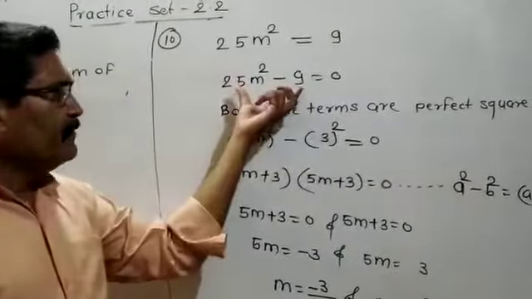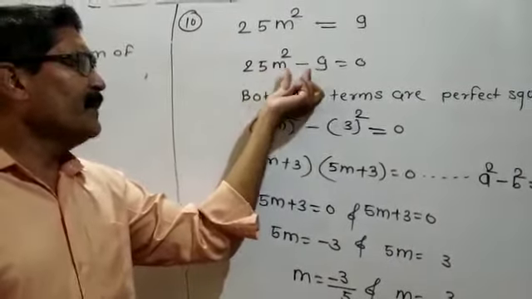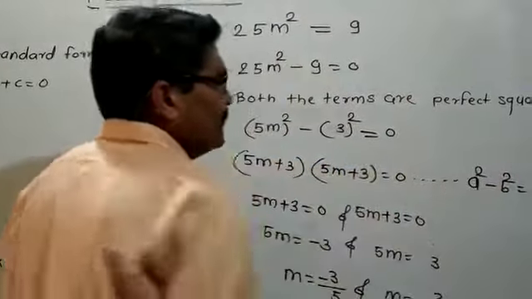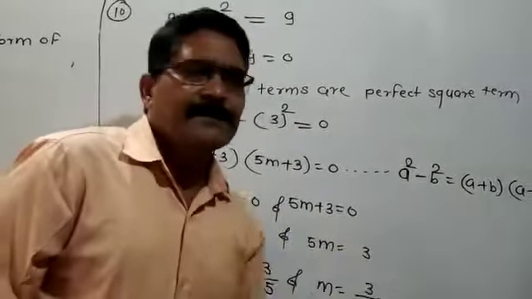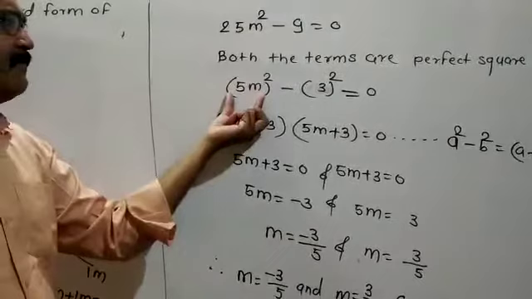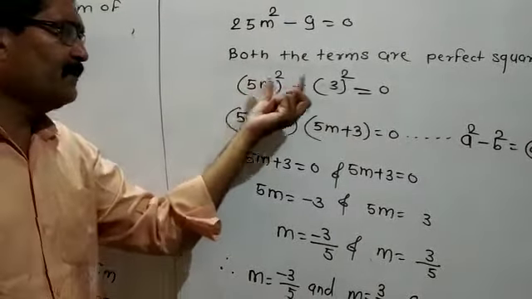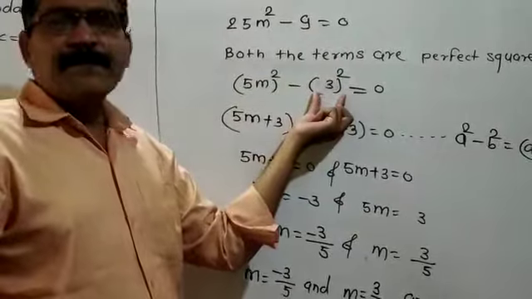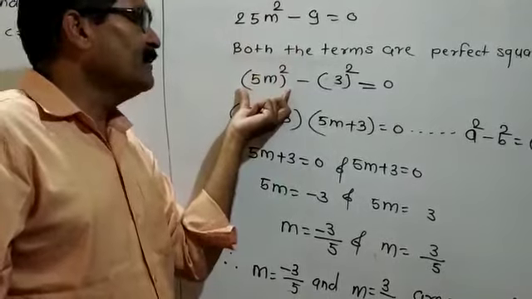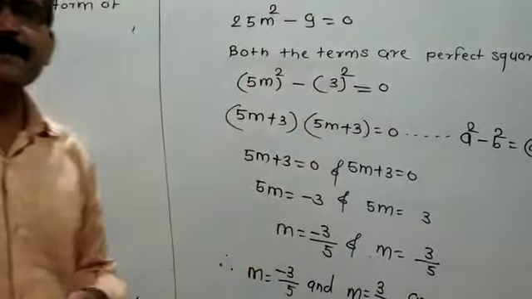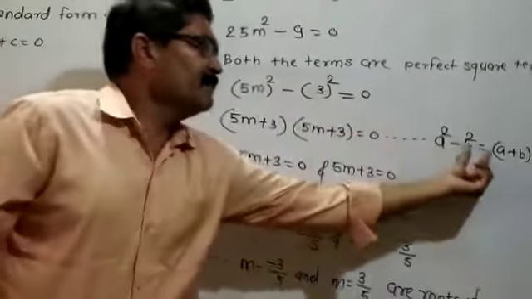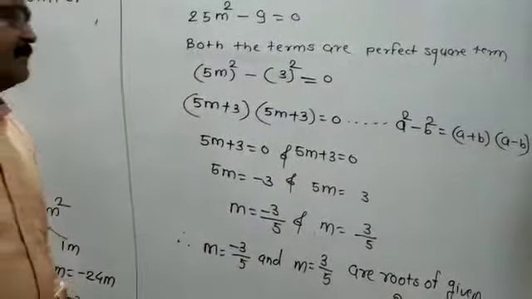And if in between the two square terms there is a minus sign, here I will utilize the identity a square minus b square is equal to (a plus b) in one bracket and (a minus b) in another bracket. So this is a perfect square term. I will write this 25m square as (5m) bracket square, and this 9 as 3 square. This 25 is the perfect square of 5, m square is the square of m. (5m) square minus 3 square is equal to 0. Then you have to utilize the a square minus b square identity: a square minus b square is equal to (a plus b) in one bracket, (a minus b) in another bracket.